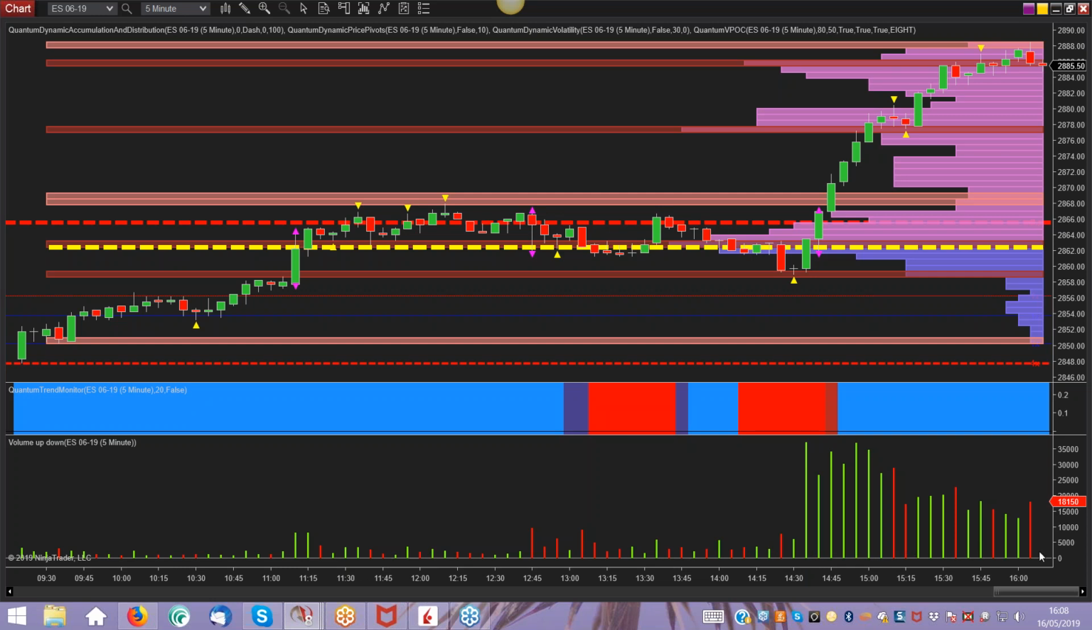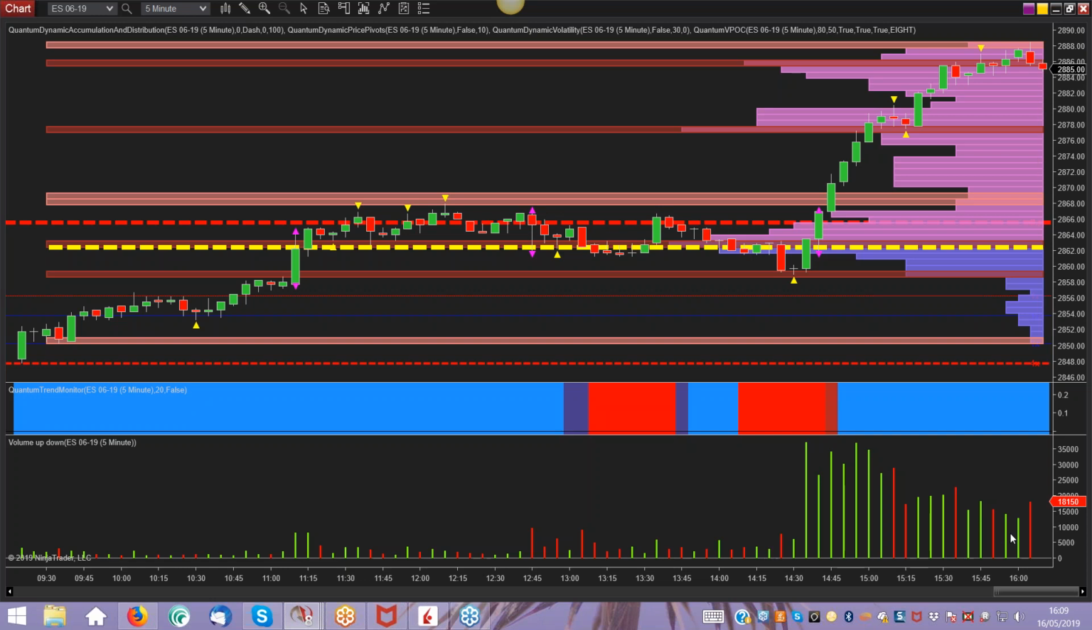Now we're starting to see a congestion phase building. And once that congestion phase builds, then it's a question of defining your levels where you would look for either a shorting opportunity or joining a longer opportunity to the upside.